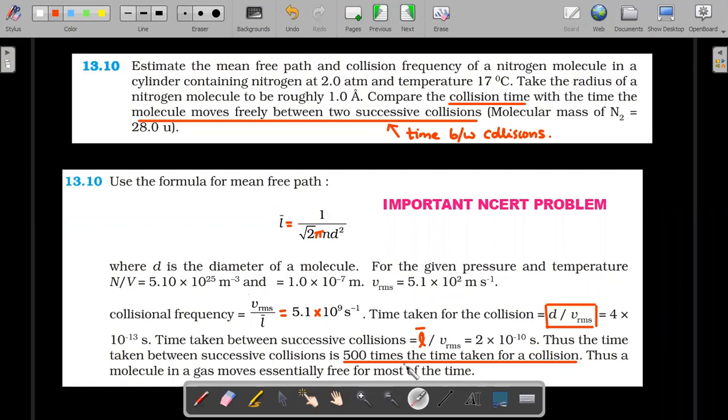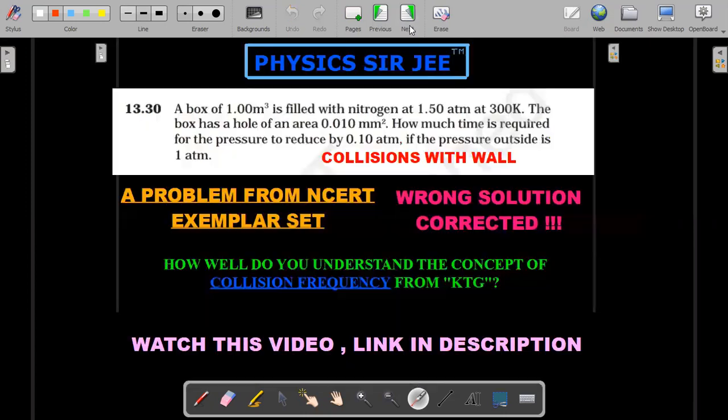Okay, right? So that's the whole idea and the logic, and it's a very important NCERT problem whose numericals can be taken up in a future JEE Mains exam. So please make sure you go through this.